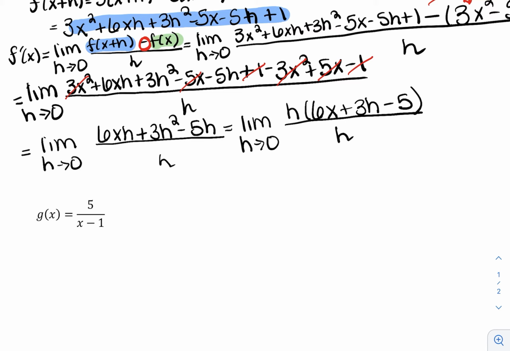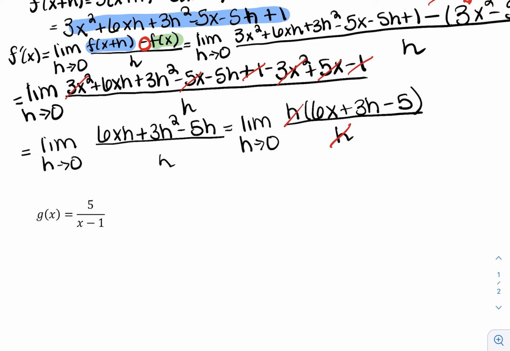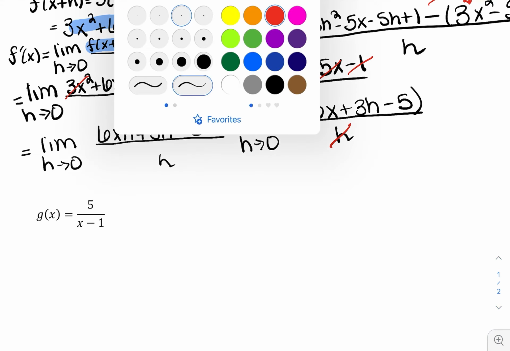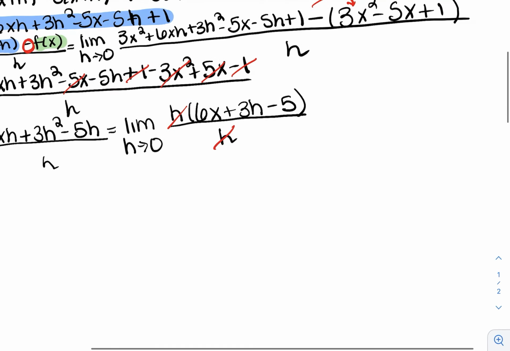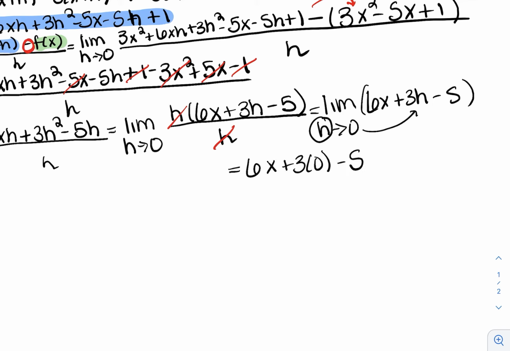And now, this is our goal. This is the magic that's happening. This is exactly what I wanted. The h is canceled. And because I canceled the h in the denominator, I can now plug in my limit. So I'll write it one more time for emphasis. And our go-to for limits is to plug it in. H is right here. So this is going to equal 6x plus 3 times 0 minus 5, which is 6x minus 5.